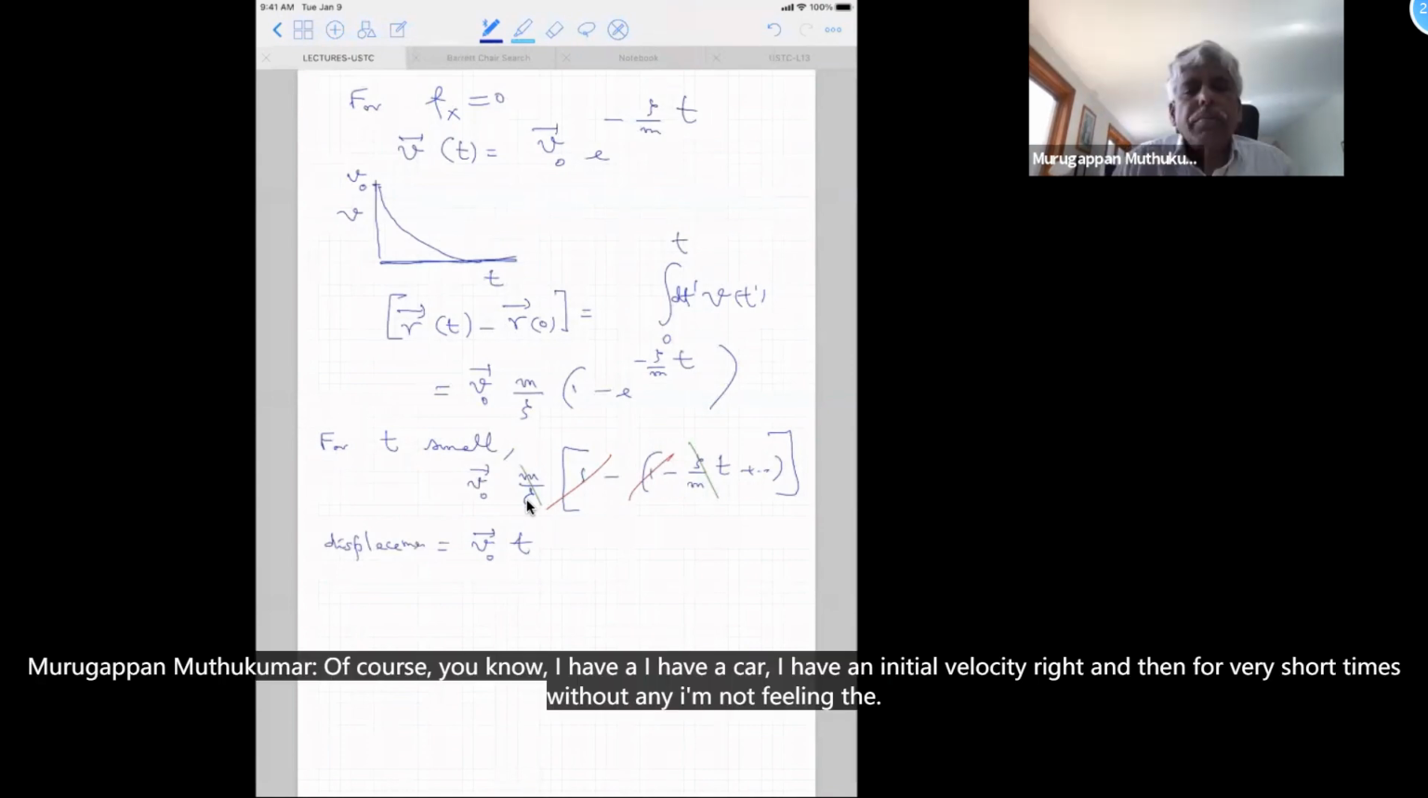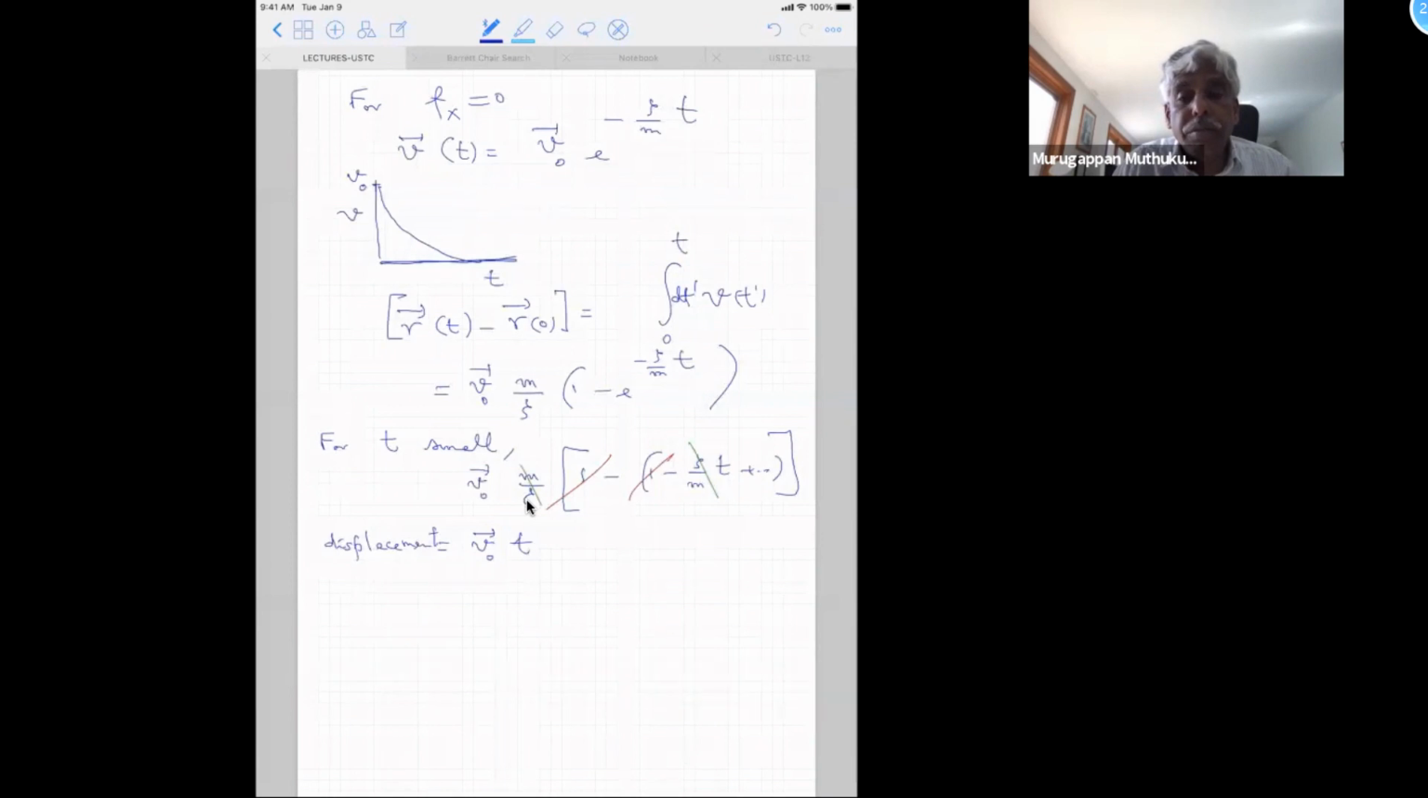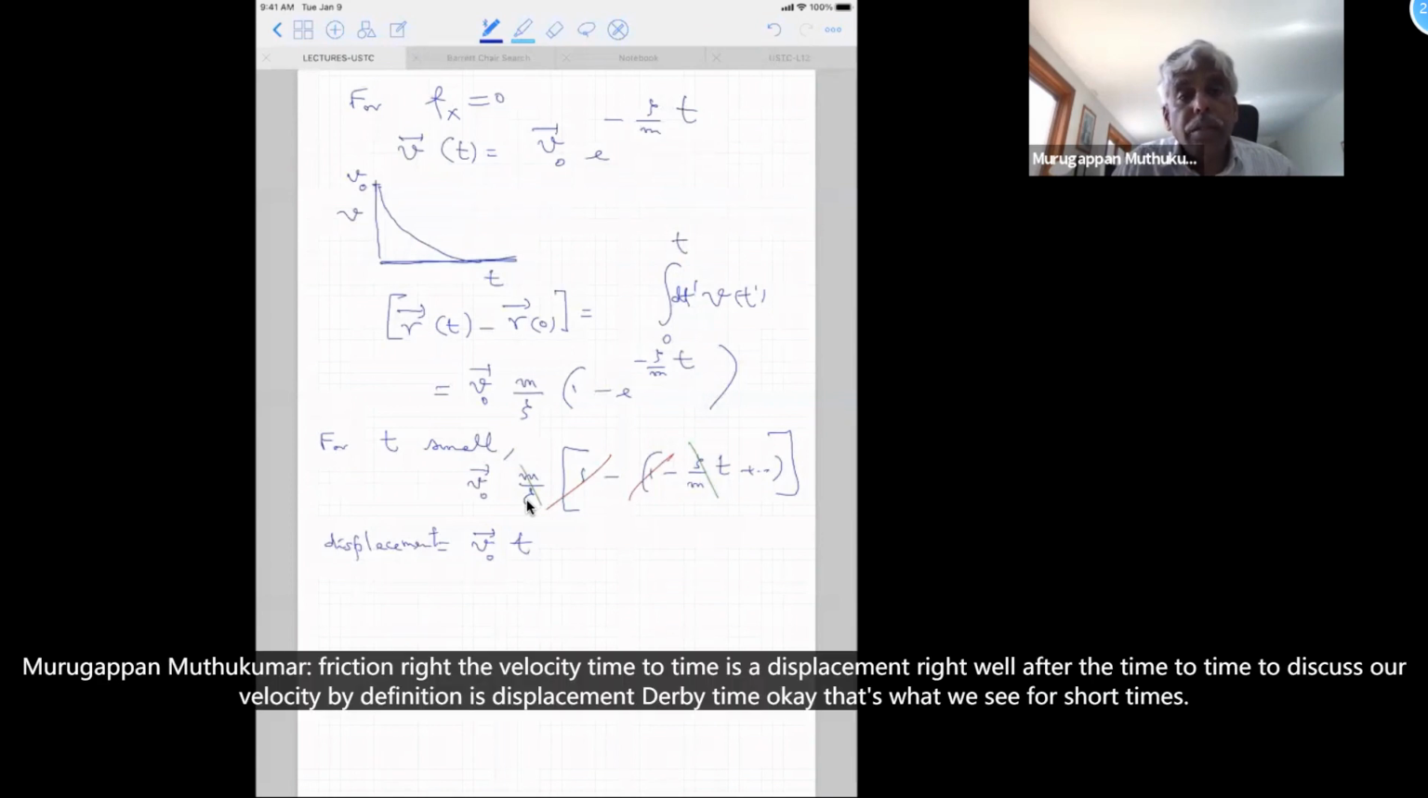Of course, I have a car, I have an initial velocity, and for very short times I'm not feeling the friction. The velocity times the time is a displacement. Or velocity by definition is displacement divided by time. That's what we see for short times.